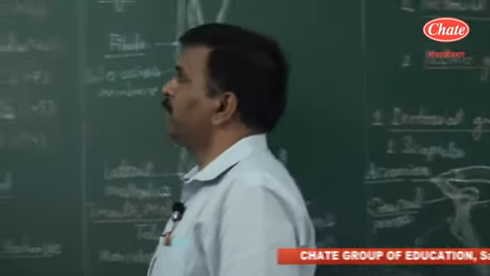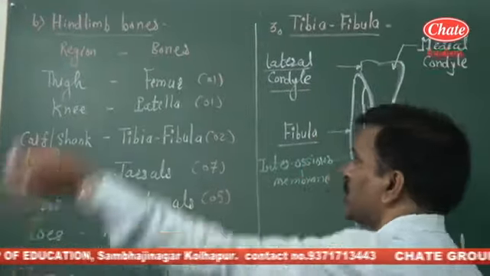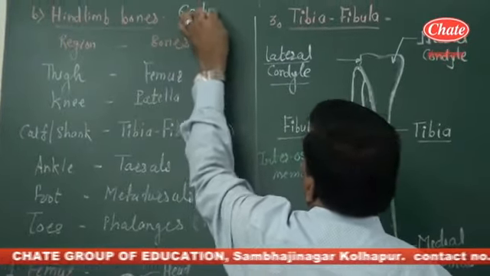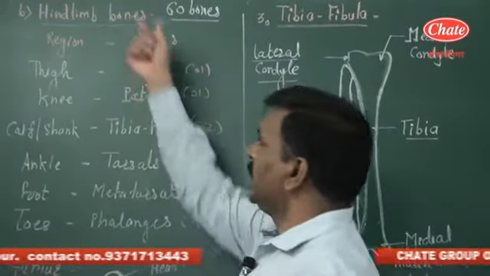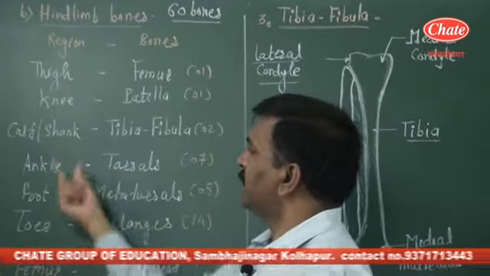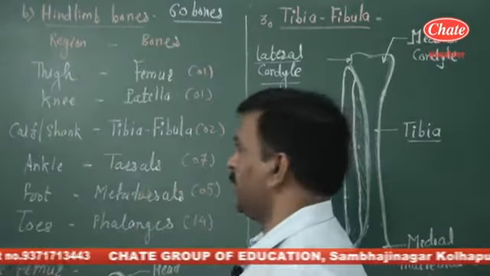Completion of the forelimb bones of the appendicular skeleton. Next, that is the hind limb bones. You know that the total number of hind limb bones is 60, and there are two hind limbs, right and left, so each hind limb consists of 30 bones. Now these are the different regions of the hind limb, while these are the bones present in the different regions.